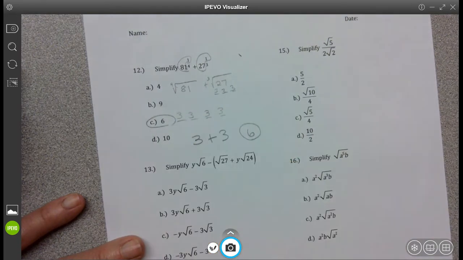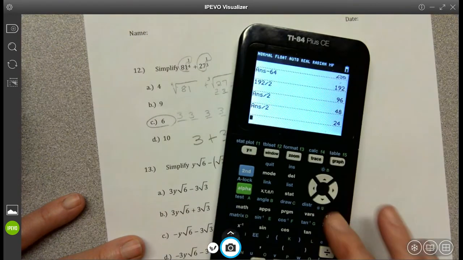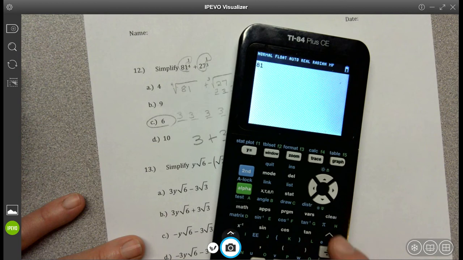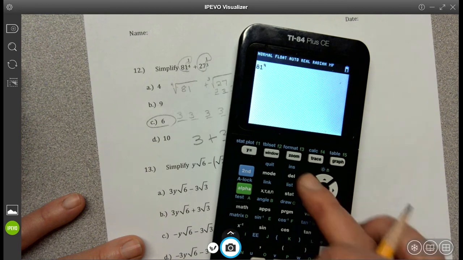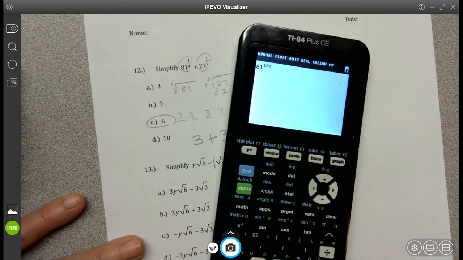And if you're like, I wouldn't remember that, well, on your calculator, what you can do is 81 to the 1 divided by 4, plus 27 to the 1 divided by 3. Okay?